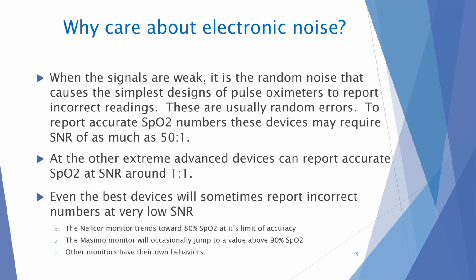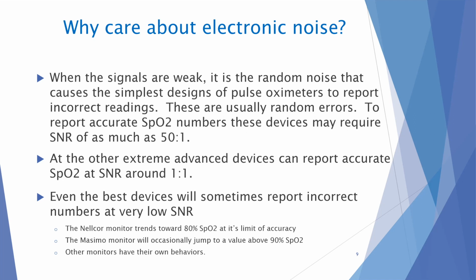So in a very simple design, a very simple algorithm, like a cheap fingertip pulse oximeter, the random changes in the signal that come from the random electrical noise cause random errors in the pulse oximetry. And just to give an idea, they need a signal to noise ratio of roughly 50 to 1 to work correctly in the cheapest cases. Sorry, I don't want to get too technical. I tend to wander off.